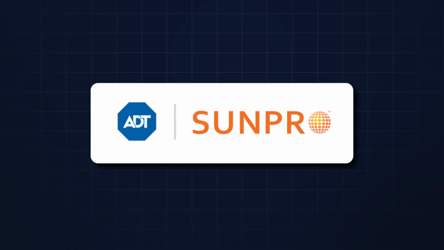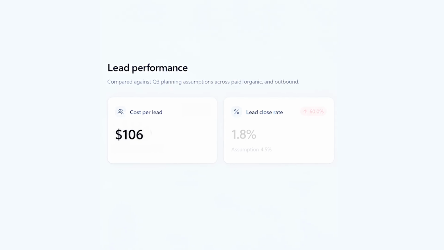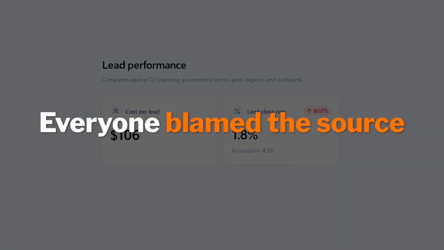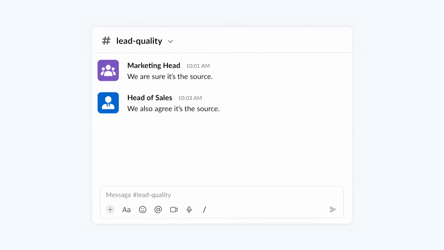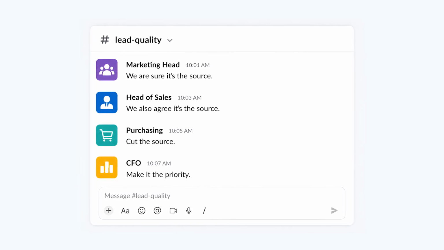One company I consulted for, one of their best sources went bad overnight, and everyone blamed the source. The marketing head blamed the source, the head of sales blamed the source. The purchasing department and the CFO were ready to cut them out completely. We pulled all the numbers and looked at what was actually happening to that source. Do you want to know what it was?